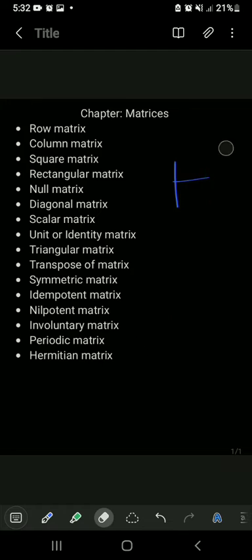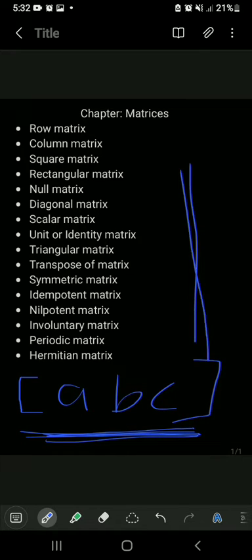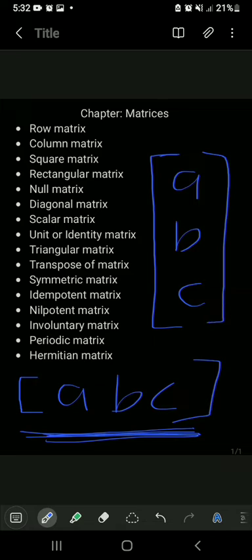Okay, now if we talk about the row matrix, it has elements A, B, C. These are the elements, and if they are arranged horizontally, it is a row matrix. If they are arranged vertically, it is a column matrix. We take the example of A, B, C written in a vertical form, which means it is a column matrix.